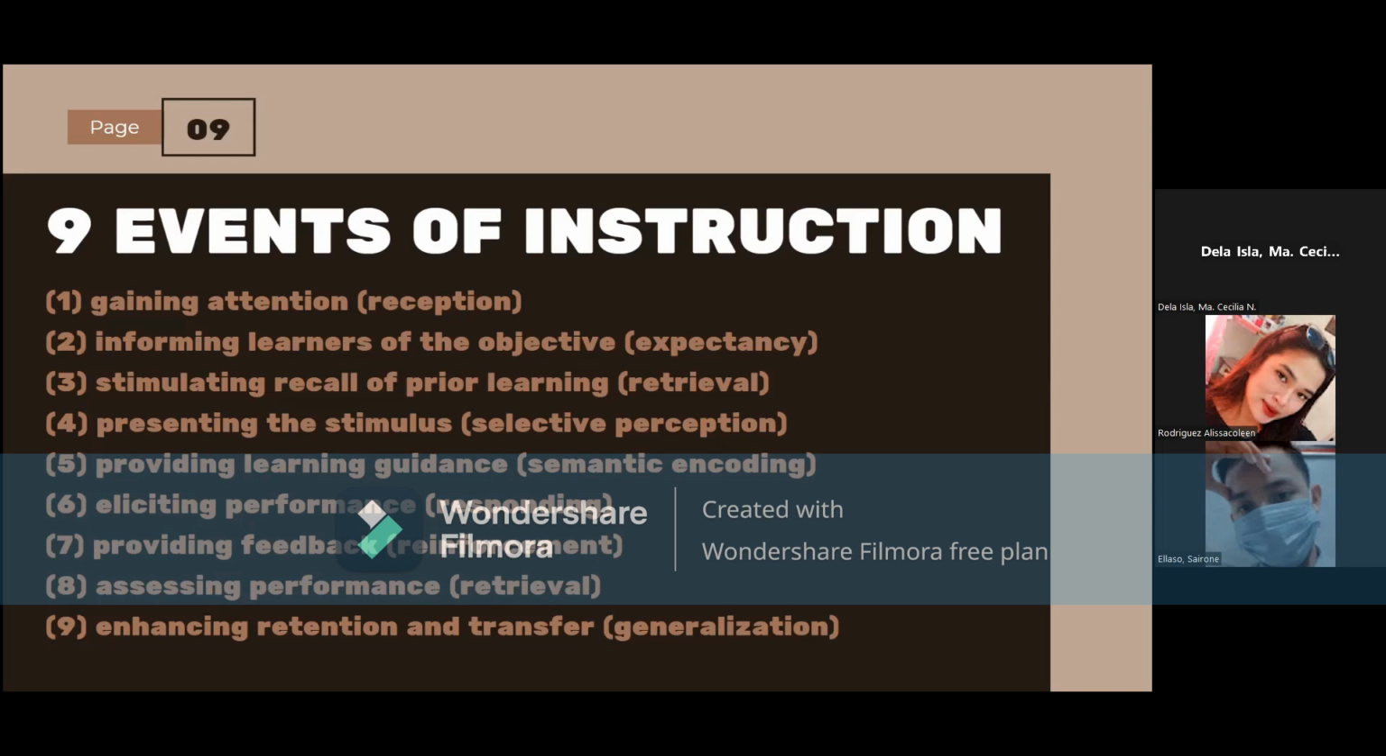So yun number 1. Number 2 is informing learners of the objective, also known as the expectancy. So after gaining the attention or the focus of the listener or the students, the teacher should inform the students or the listener about the objective of the lesson. No, so ano ba yung end goal, yung learning outcome na gustong ma-achieve after the discussion? So next is stimulating recall of prior learning or what we call retrieval.